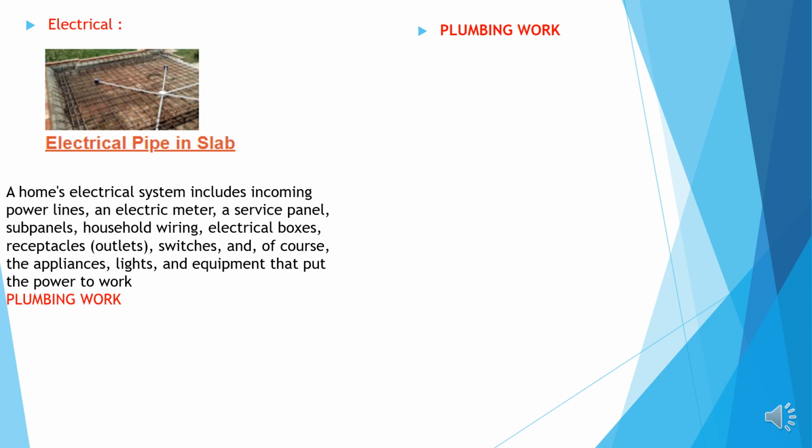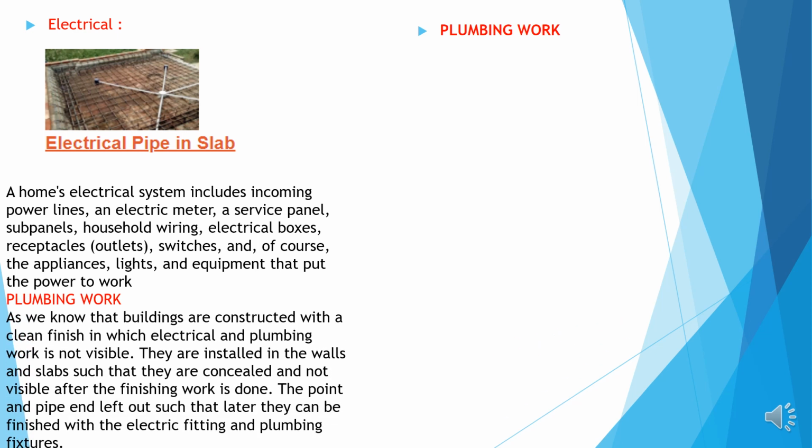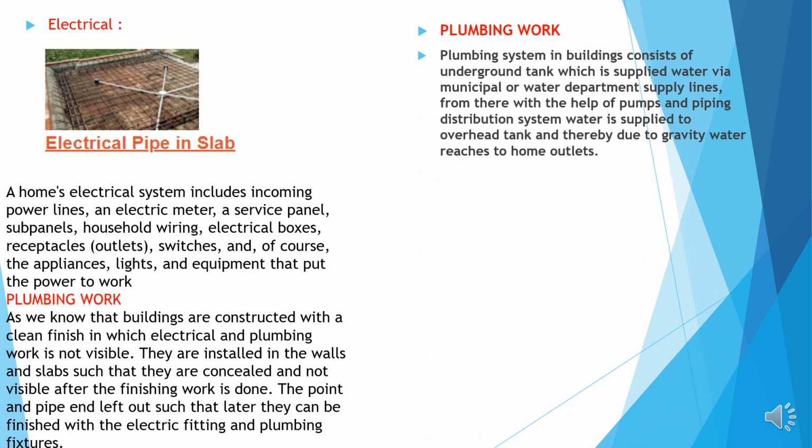Plumbing work. As we know, buildings are constructed with a clean finish in which electrical and plumbing work is not visible. They are installed in the walls and slab such that they are concealed and not visible after the finishing work is done. The points and pipe ends are left out such that later they can be connected with the electrical fittings and plumbing fixtures.